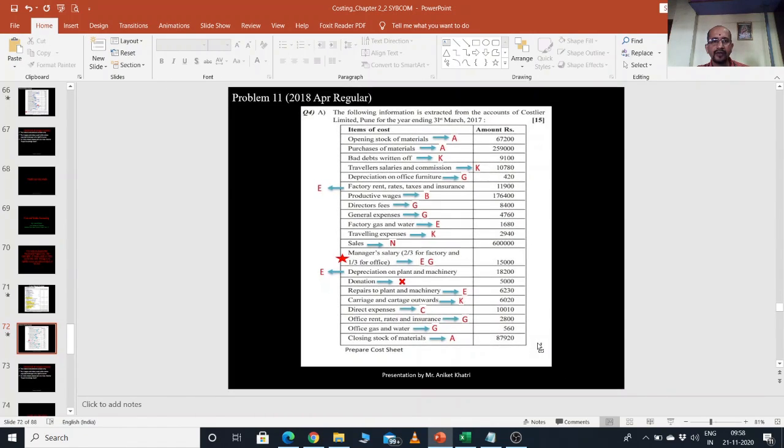So thus we have completed our 11th problem on cost sheet.